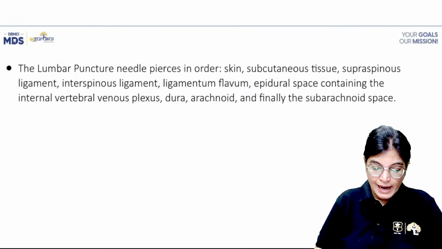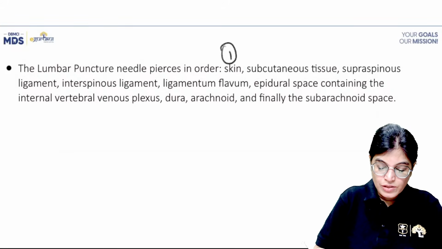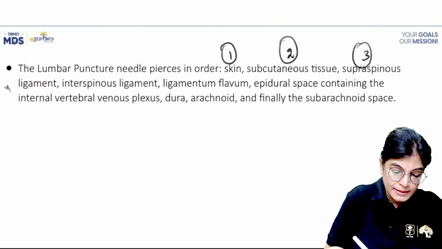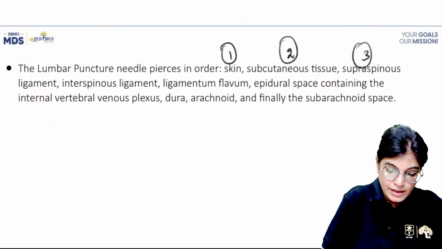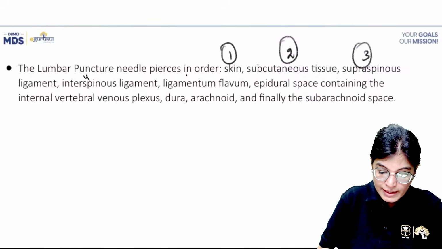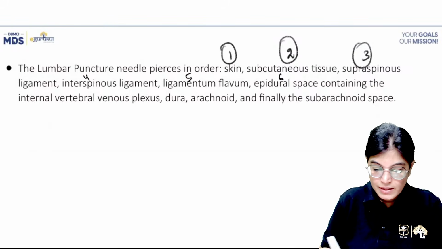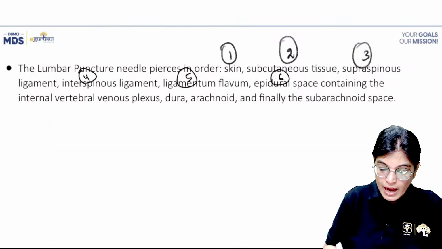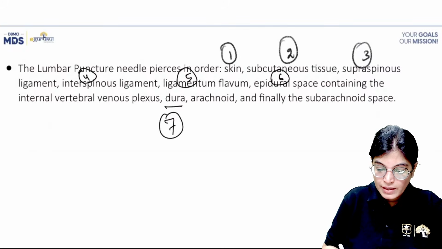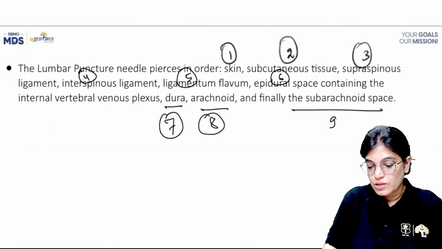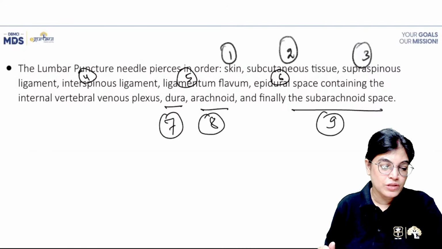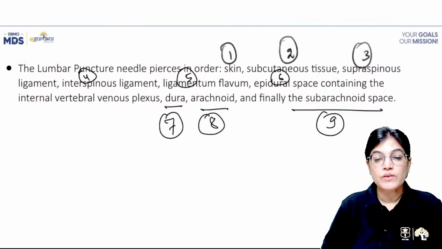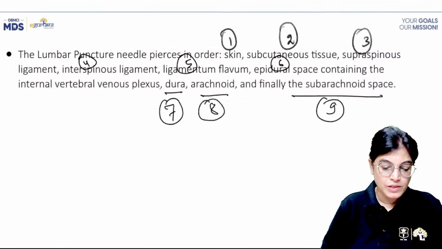Okay. The skin is the first structure, then the subcutaneous tissue, then the supraspinous, then comes the interspinous ligament. Then we have the ligamentum flavum, then the epidural space, which contains the internal vertebral venous plexus. And then we have the dura mater, then the arachnoid mater, and lastly we reach the subarachnoid space. Got it? So this is the right sequence of structures being pierced.